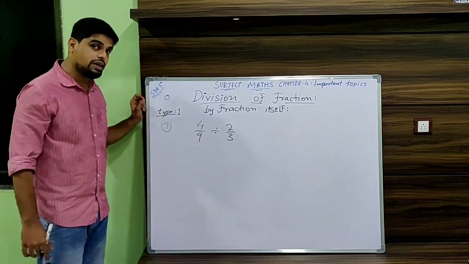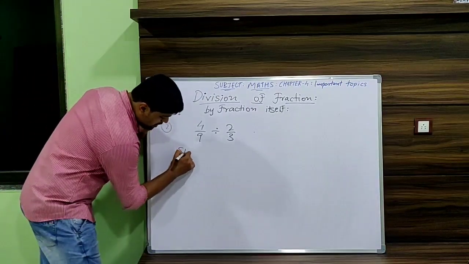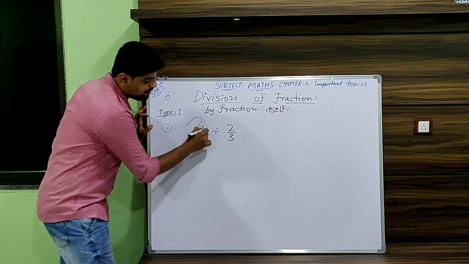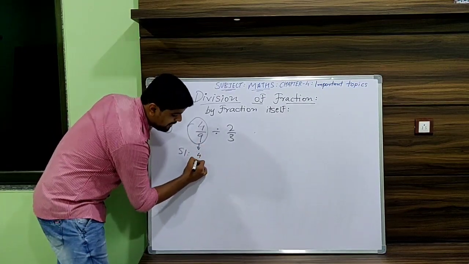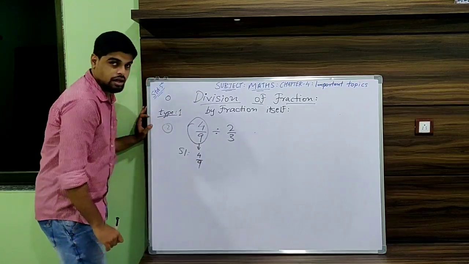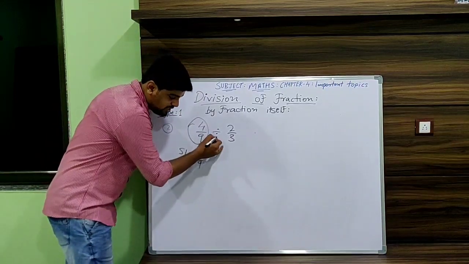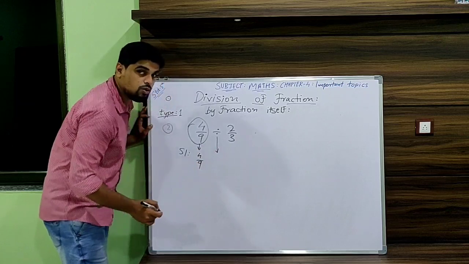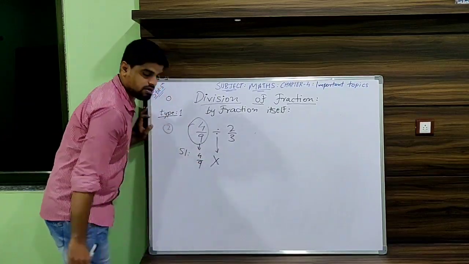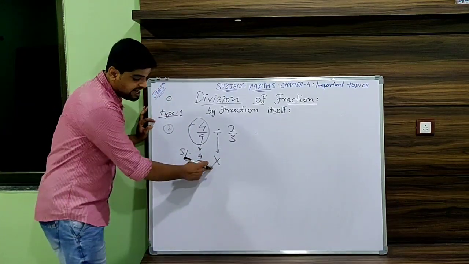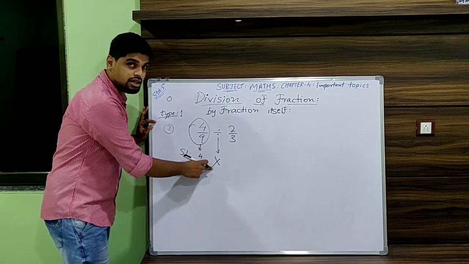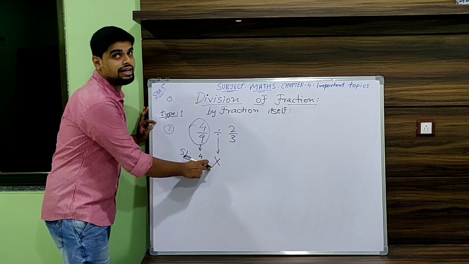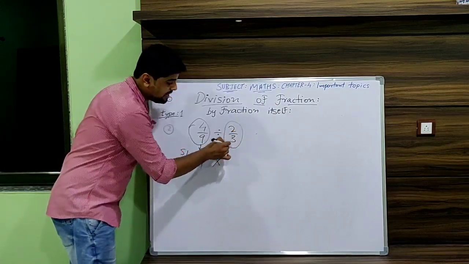In step 1, what have we done? In step 1, we have written the first term as it is. That is, 4 by 9 will remain 4 by 9. And then we have changed the division sign into multiplication. Okay? After that, we have done the reciprocal of the second term.